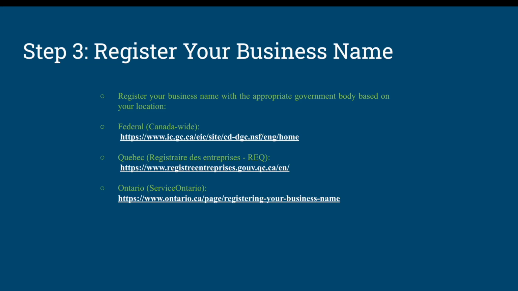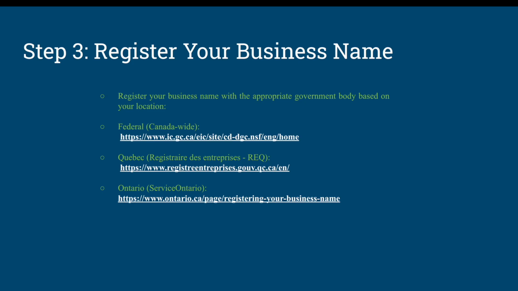Step 3. Register your business name. Now you have decided that you don't want to use your own legal name. Then in that case you can register your business name with the appropriate government body based on your location. Federal, which is also known as all over Canada. So I put a link for that, how you can register your sole proprietorship over there, right?